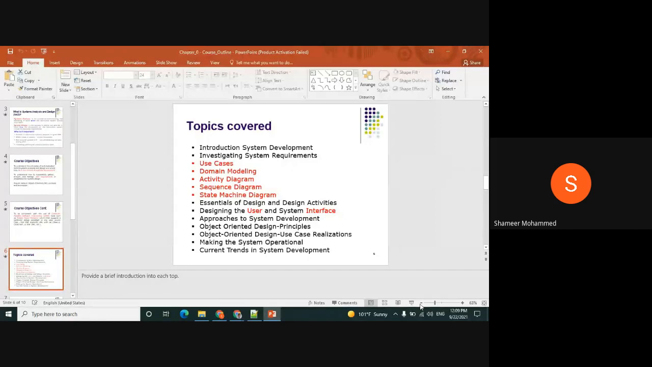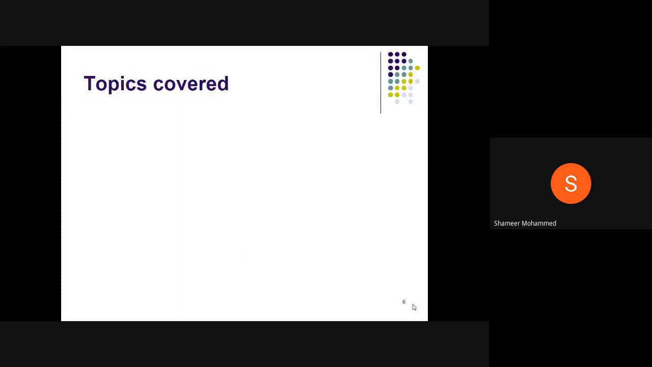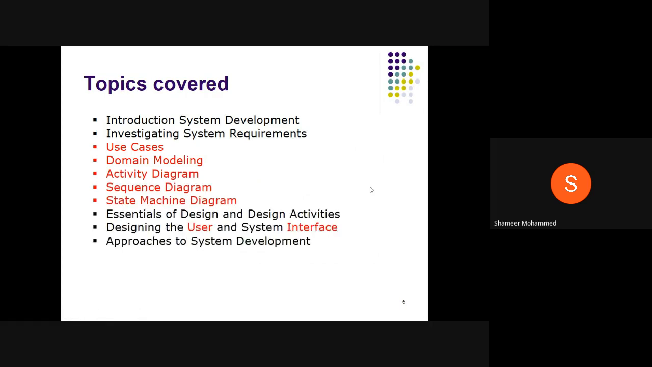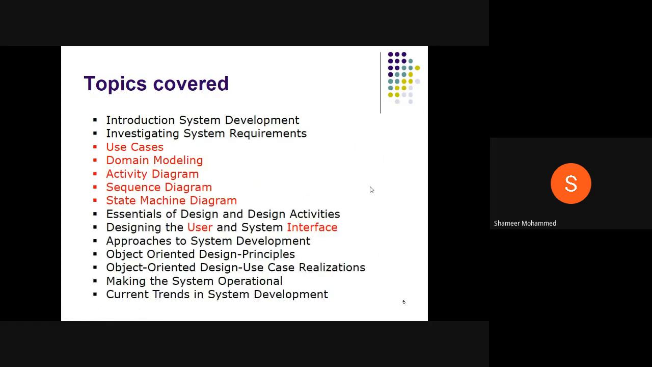In our course, these are the different chapters we will study. The red color indicates the labs and the concepts we are going to learn. In this case, data modeling, state transition diagram, activity diagram, sequence diagram, class diagram, etc.